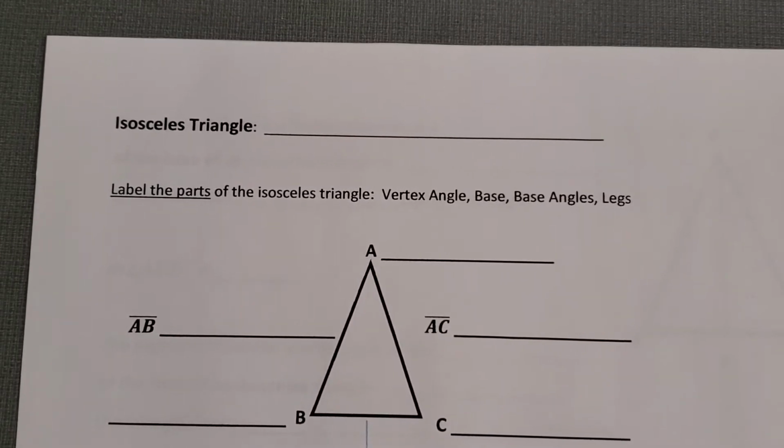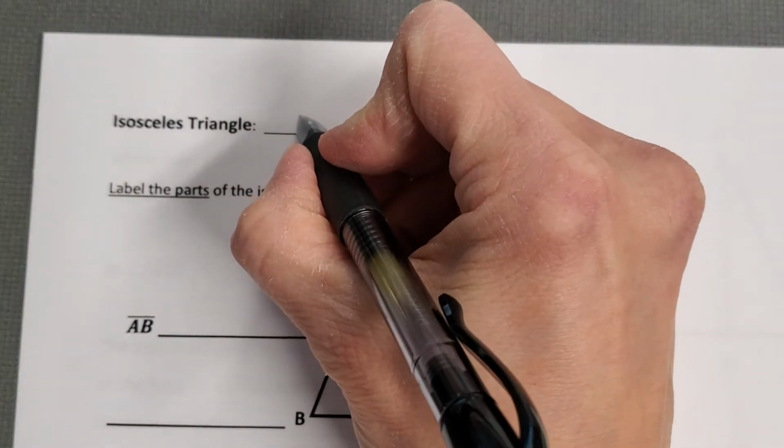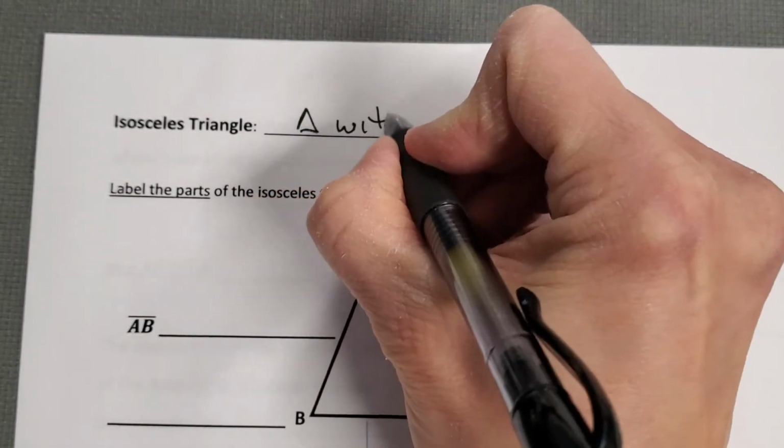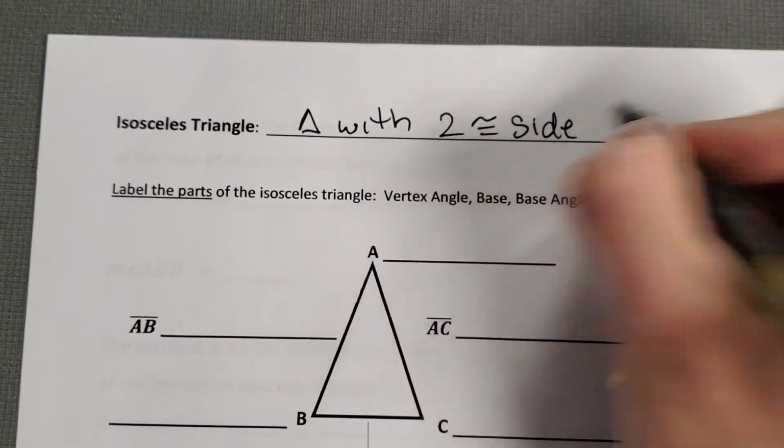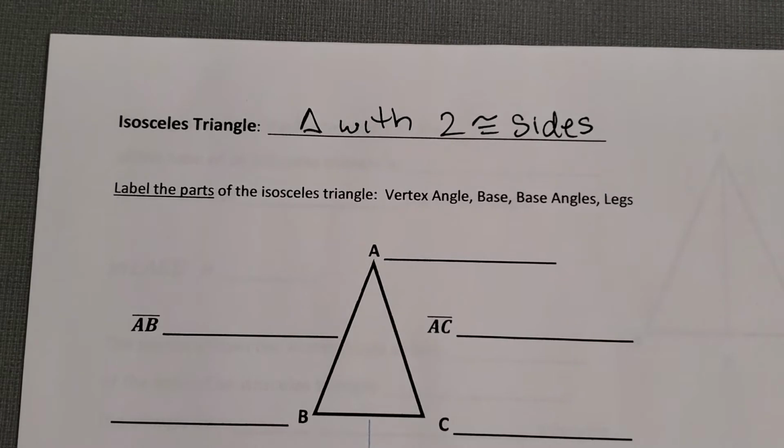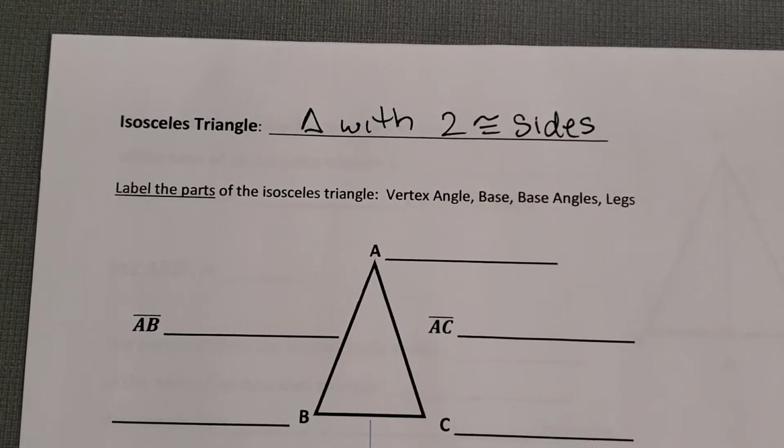Today we're going to talk about isosceles triangles and their properties and a couple theorems that we're going to learn about them. So first, we need to know what an isosceles triangle is. An isosceles triangle is a triangle with at least two congruent sides. I didn't put the word at least, but it is at least. So an equilateral triangle is also considered an isosceles triangle.